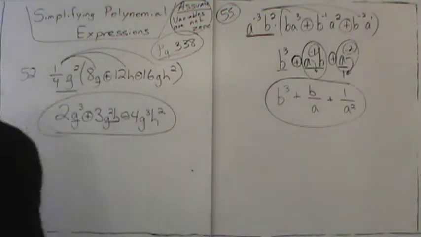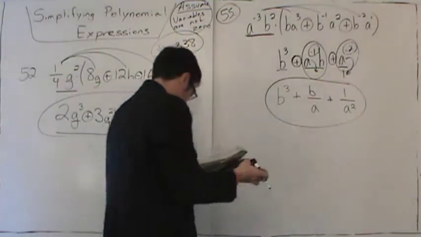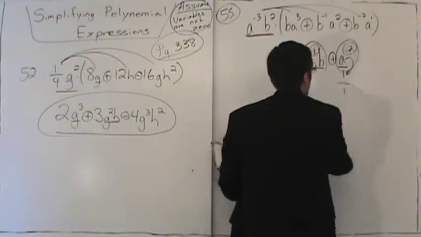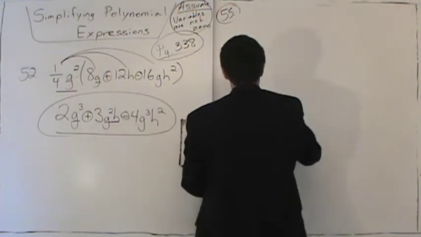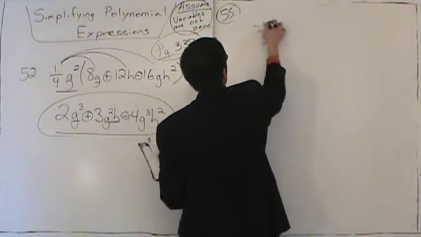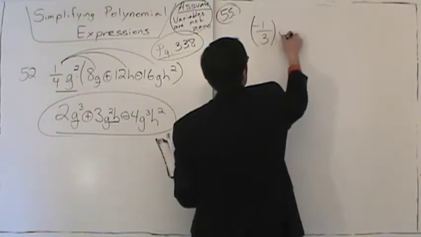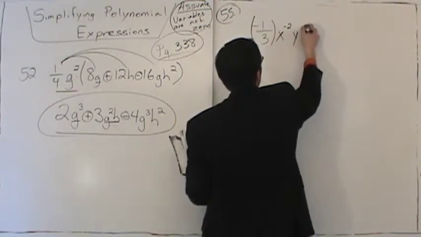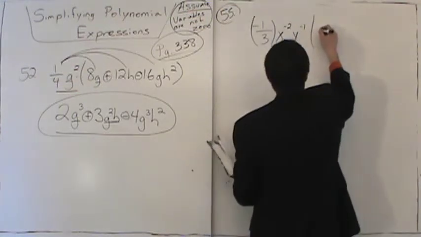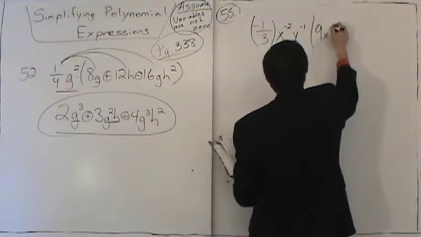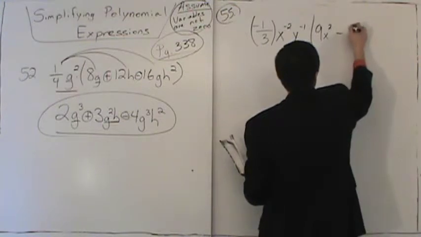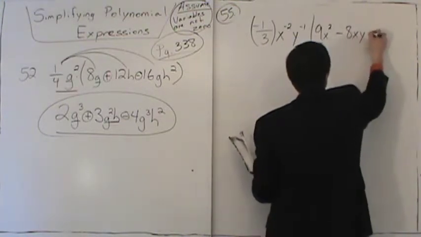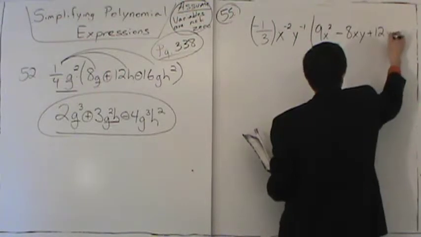Now, next example. This is just like a quiz question. So let's look at this example. Negative 1/3, the fraction in parentheses, x to the negative 2, y to the negative 1, multiplied by 9x squared minus 8xy plus 12y squared.